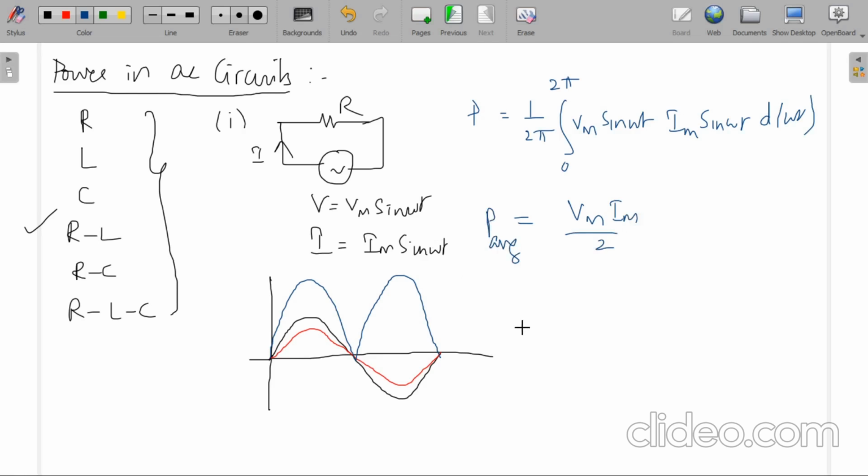We are not interested in instantaneous power. We are interested in average power because this indicates power consumption in an AC circuit. This is nothing but Vm by root 2 times Im by root 2, which is equal to V into I, where this is Vrms into Irms. These two are RMS values. So in case of R load, power consumed by the circuit will be equal to Vrms into Irms, where cos phi is equal to 1 because phi is equal to 0. There is no phase angle between these two quantities.